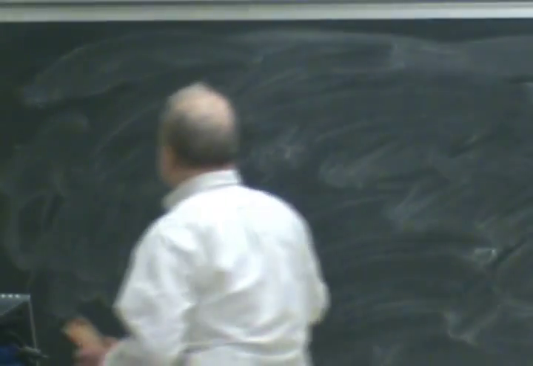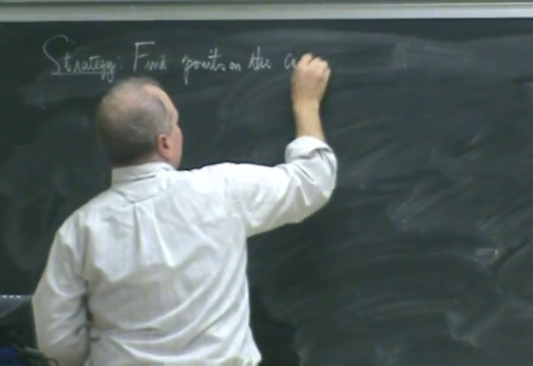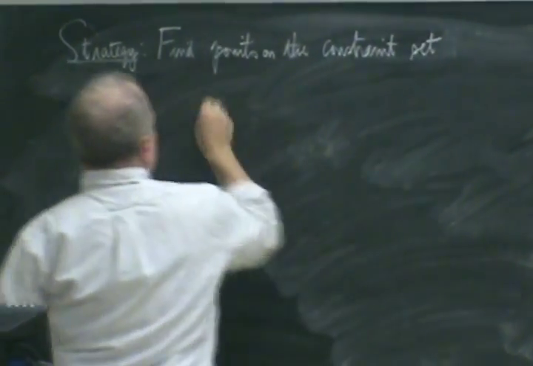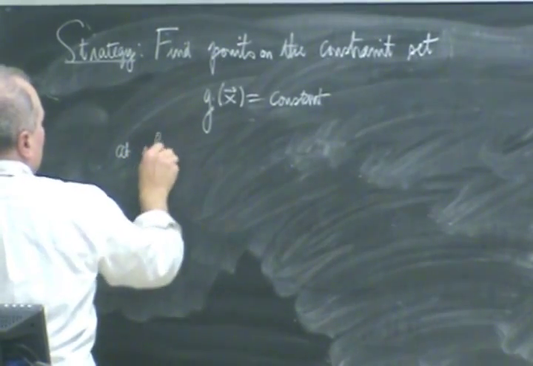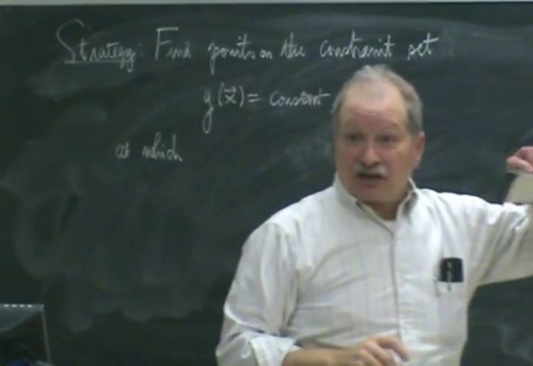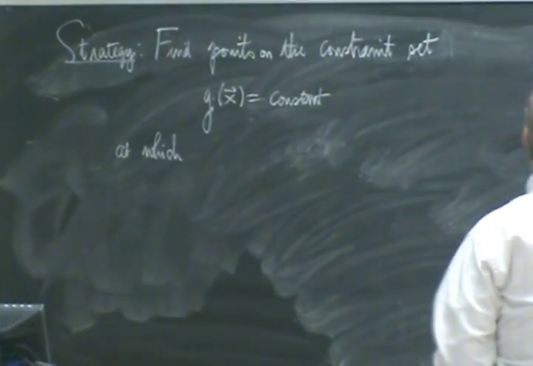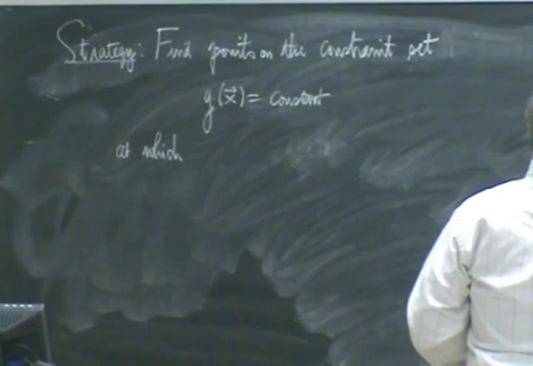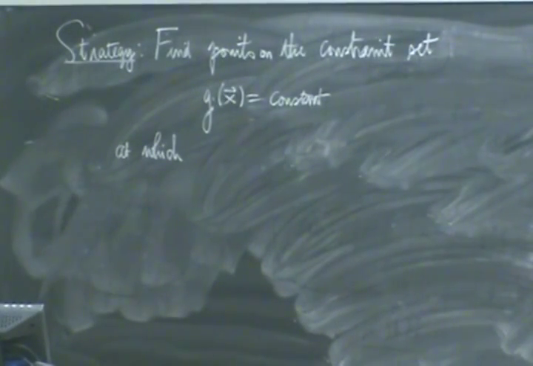So the strategy is going to be, with some hypotheses, find points on the constraint set at which the level sets of F and the constraint curve are tangent. So here's your constraint. And here's your level curve of F. When F's level curve is just radiating out and just touching, it should be tangent there.